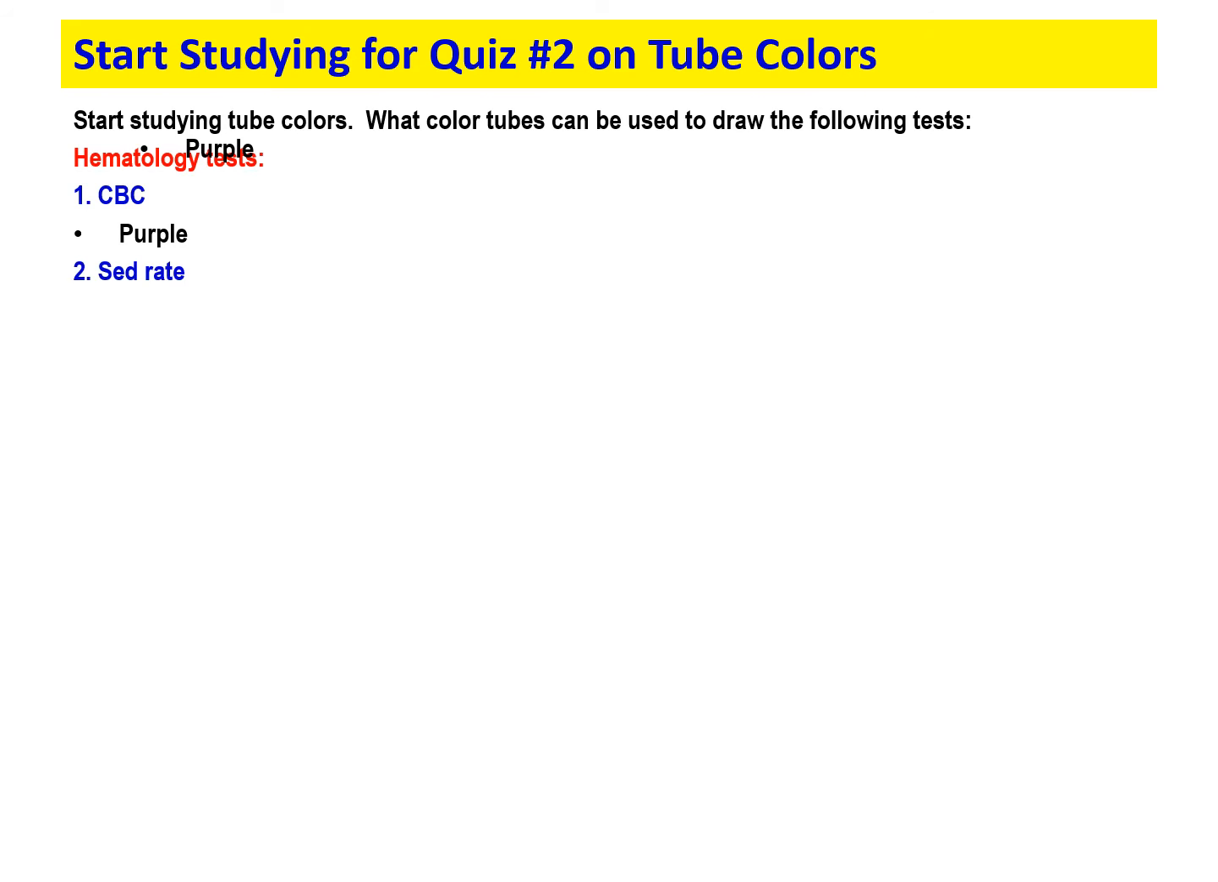Purple, right? Also remember that purple top tube has an additive in it. And always remember, guys, anything that is in a tube is an additive. But the particular additive that is in our purple top that we use for a CBC is EDTA, which is an anticoagulant. And remember, an anticoagulant, as we learn in medical terminology, is something that prevents the blood from clotting.